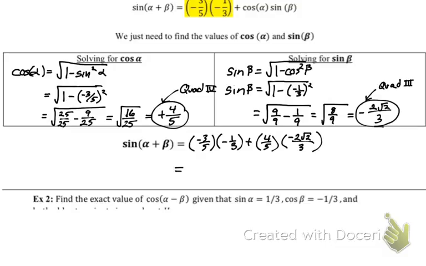Simplify, simplify, simplify. Negative 3 times a negative 1 is a positive 3 over 15, plus 4 times that negative 2 square root of 2, so we have negative 8 square root of 2, all over 15. And then we're going to push those together: 3 minus 8 square root of 2 over 15.